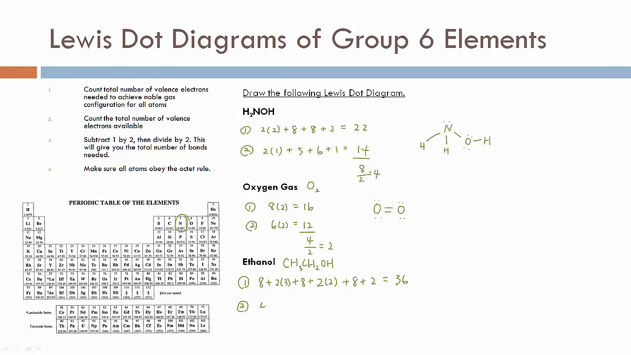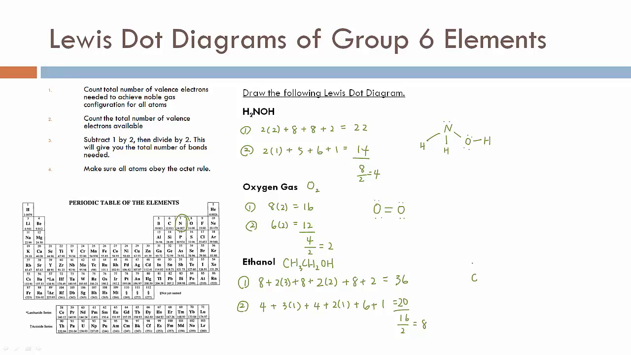Next step, carbon has 4 valence electrons. Each of the hydrogens have 1 each, so 3 times 1. The carbon has 4, and each of the hydrogens has 1 valence electron. The oxygen has 6 valence electrons, and the hydrogen has 1. So that's 4 plus 3, 7, 11, 13, 19, and 20 electrons. 36 minus 20 is 16, and you divide that by 2. So you need a total of 8 bonds to link all the atoms in ethanol together.